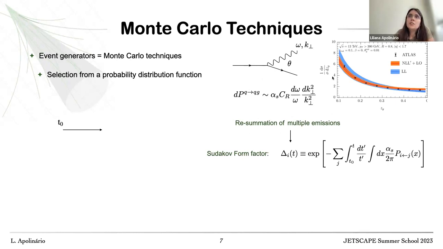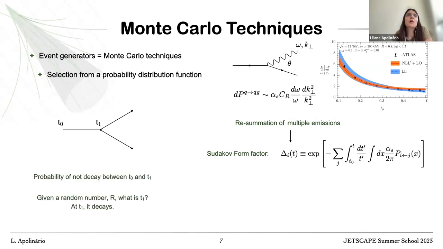And then there is some process in which you basically resum all these possible emissions and you build this kind of Sudakov form factor, which is basically the building block of the parton showers. And actually it doesn't give you the probability of emitting, it gives you the probability of not emitting between two scales T0 and T. And this is exactly our probability distribution function that enters in the Monte Carlo. So say we want a parton that will somehow fragment or emit some other particle, the probability of not decaying between these two scales is given by the Sudakov form factor.